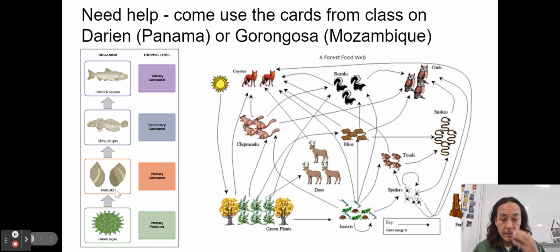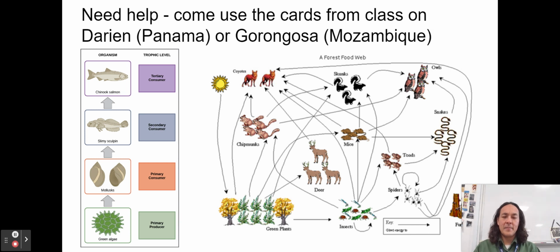Herbivores only eat producers, whereas omnivores can eat both producers and consumers as well. So here in this example, the mollusks are the primary consumer. Here the deer are eating these green plants or the insects. This would be the first trophic level, the green algae. The primary consumer is the second trophic level. Here, the slimy sculpin is going to be the third trophic level, or what we call a secondary consumer.